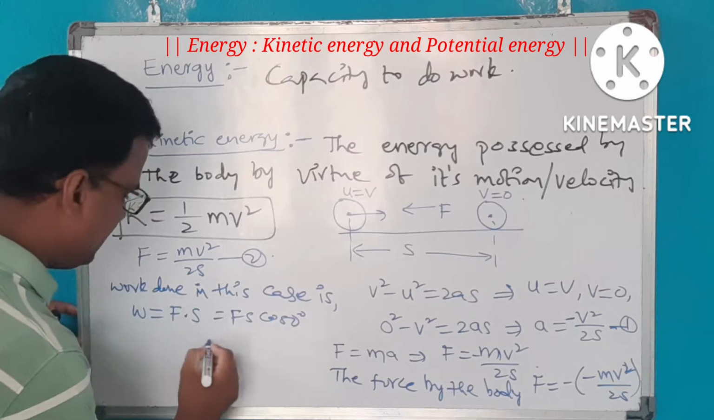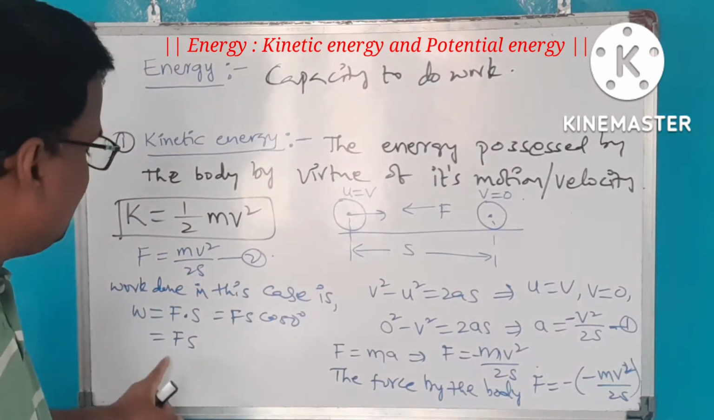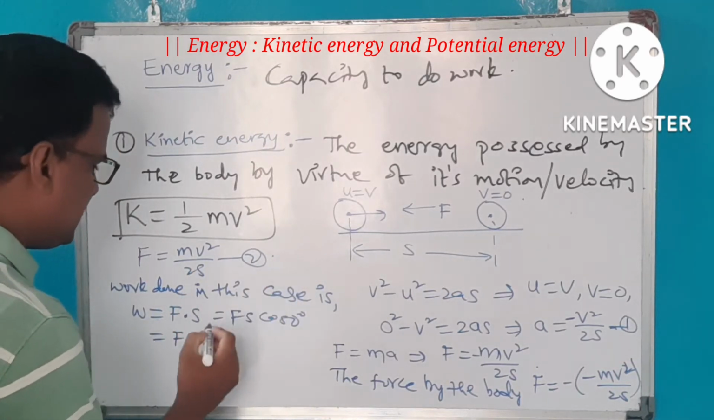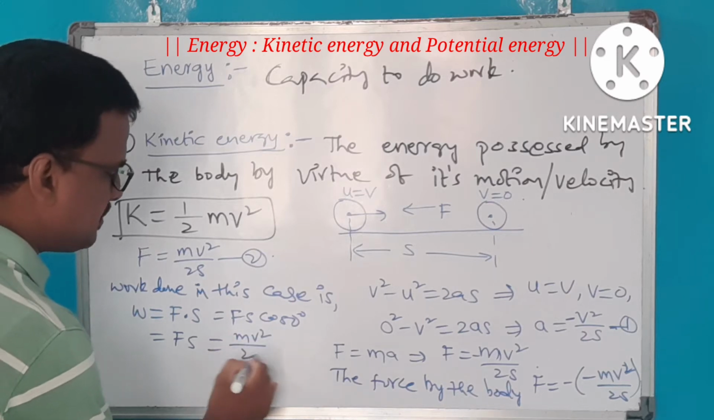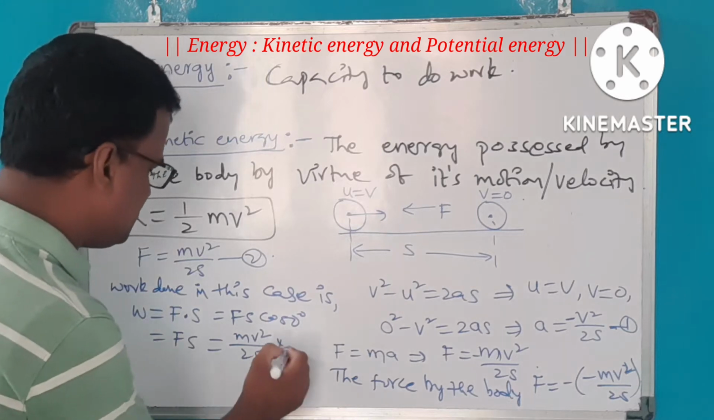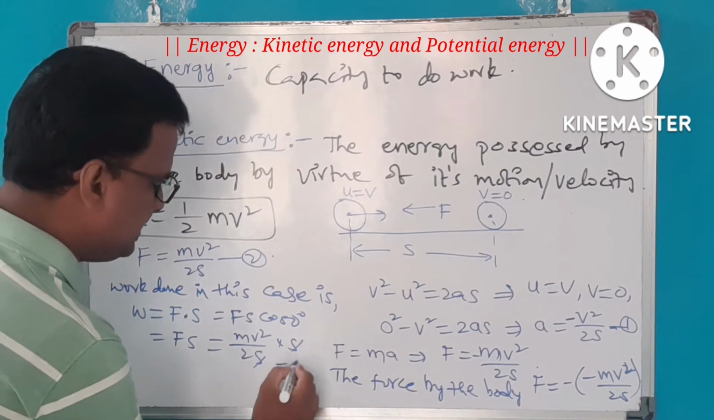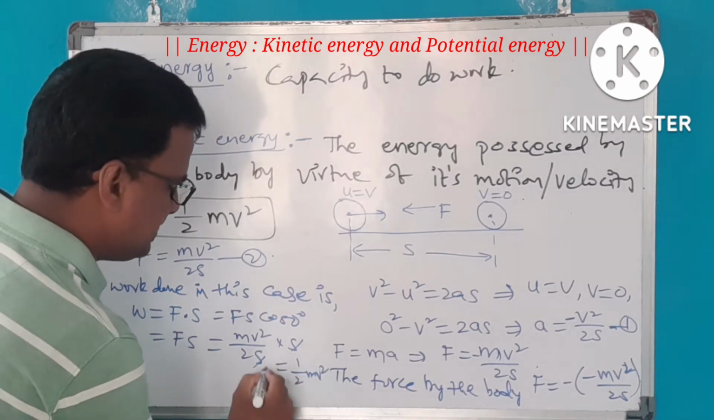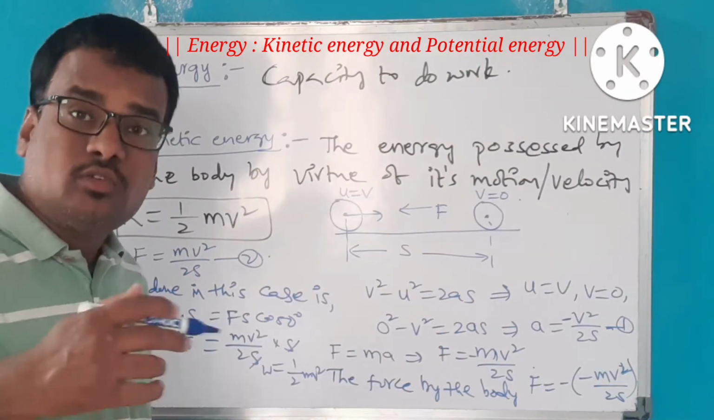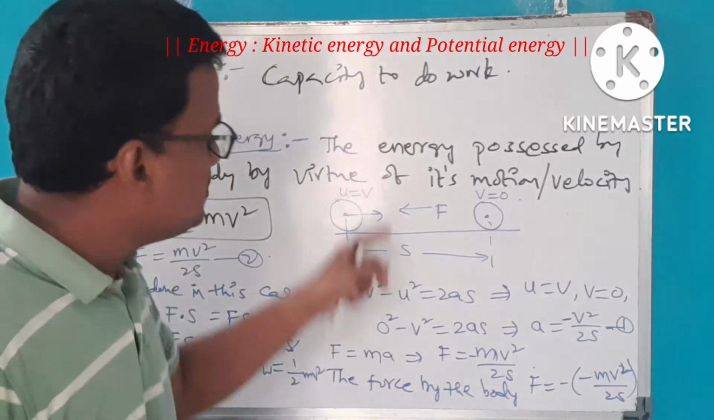So finally, in place of F dot S, what we get is Fs. Now what is F from equation 2? Equation number 2 gives mv square by 2s. So the s's cancel, and finally we get half mv square. So W, the work done here, is half mv square. This work done is stored as kinetic energy in that body.